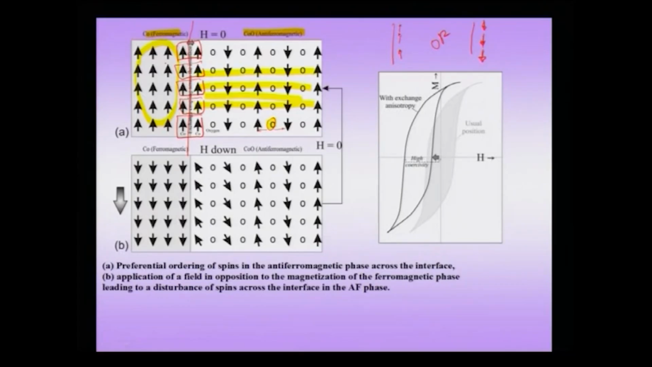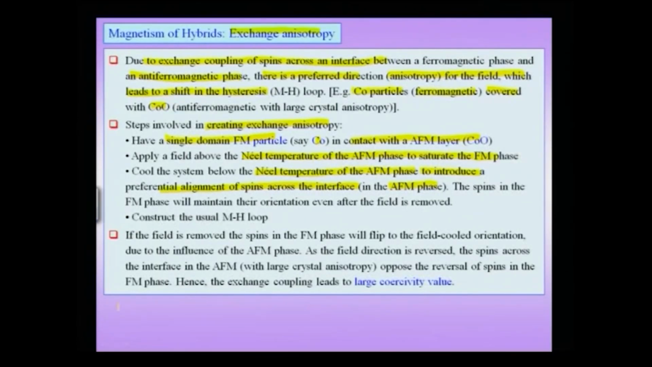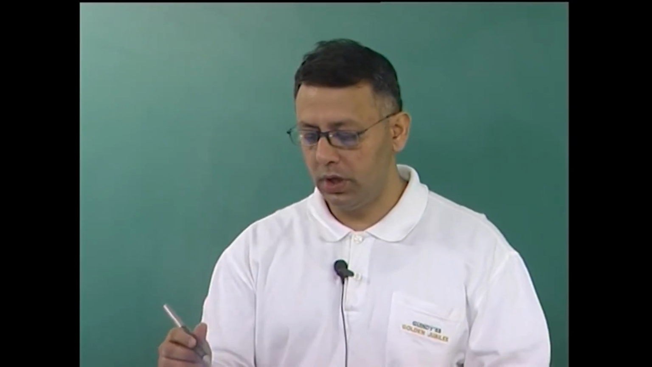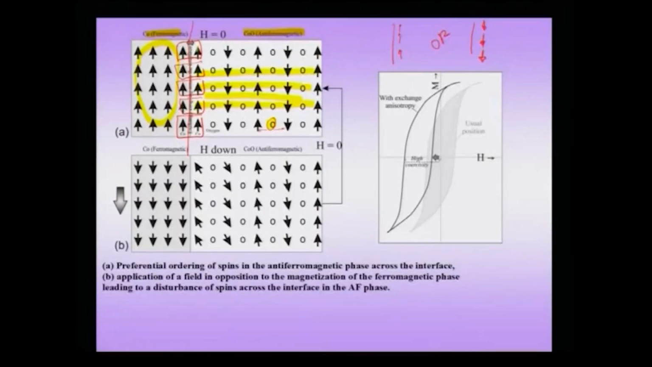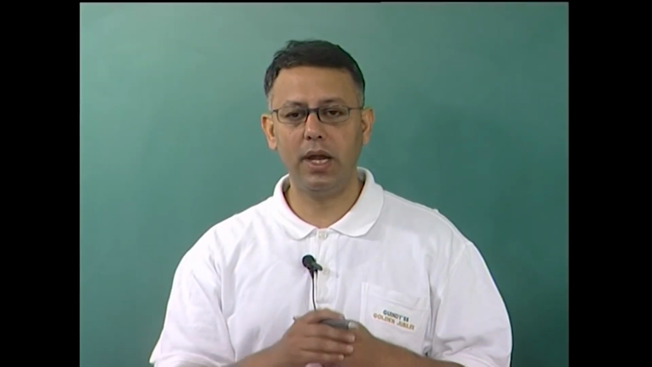of the antiferromagnetic phase. Now, the spins in the ferromagnetic phase will maintain their orientation even after the field is removed, because how did you get that preferential alignment towards the top originally in this ferromagnetic phase above the Néel temperature? We used an external magnetic field, right. Now, when you remove the external magnetic field, the spins in the ferromagnetic phase do not lose their orientation, and that is because there is this antiferromagnetic layer which is imposing itself on the ferromagnetic phase on the right. So, that means the ferromagnetic phase now retains its orientation, which is now coupled to the antiferromagnetic layer.